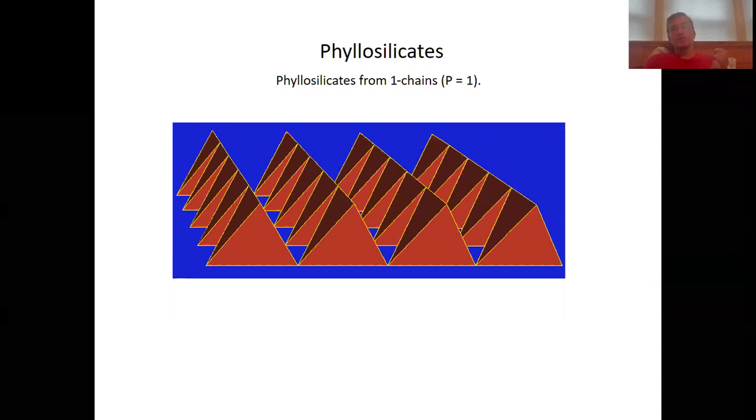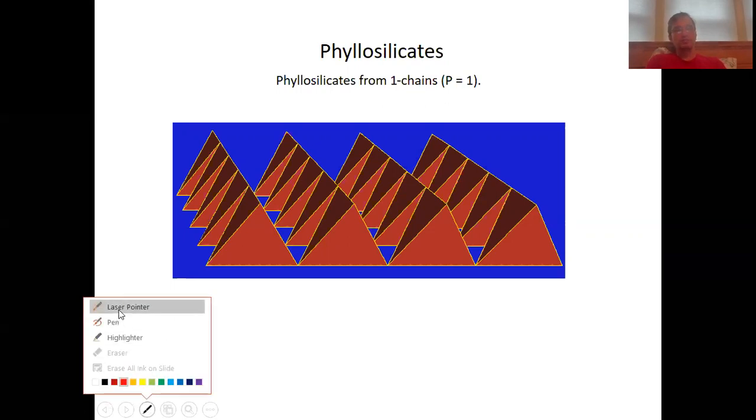So let us first think about what would be the most simple phyllosilicate that we could make. The most simple phyllosilicate would be made of one chains with a periodicity of 1, and these one chains would just be fused together in a periodic array. And you can see how this is being arranged over here.